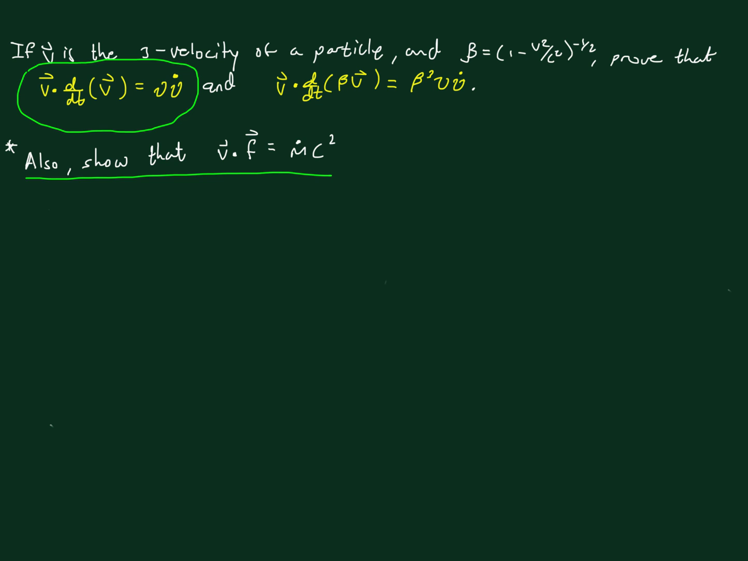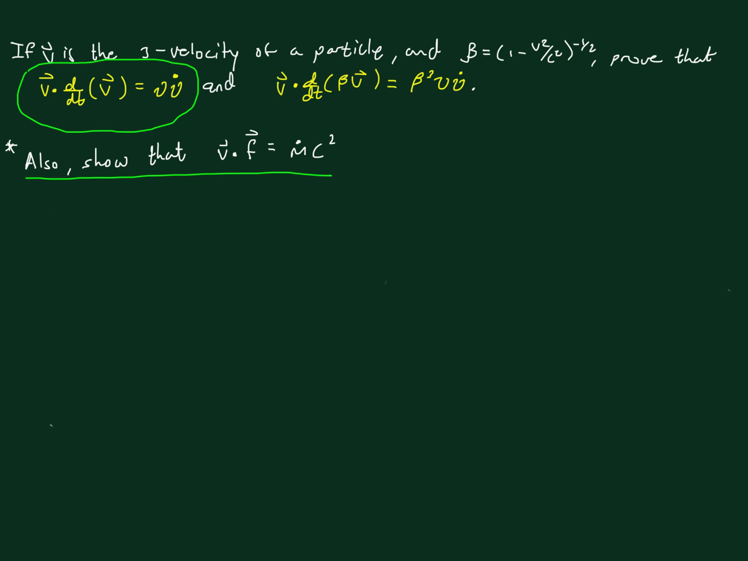Now, in the last video, I forgot to mention that this is a three-part problem. So there's a third part that I didn't write down. I put that up now, and it reads: also show that v dot f is equal to m dot c squared.